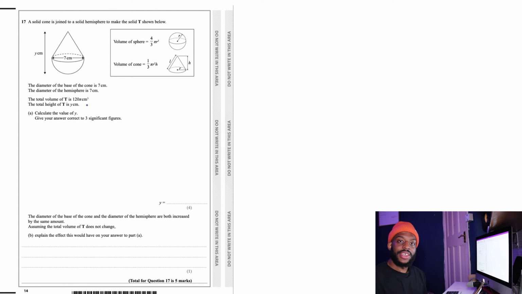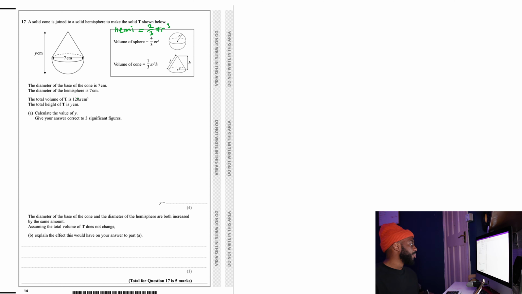Okay, so here we have a volume question. We've been given the volume of a sphere, volume of a cone, but in this question we're actually going to need the volume of a hemisphere as well. So I'm just going to put hemisphere, hemi for short, and that's going to be half of the volume of a sphere. So a half times 4/3 gives us 2/3. So it's actually going to be 2/3 pi r cubed.